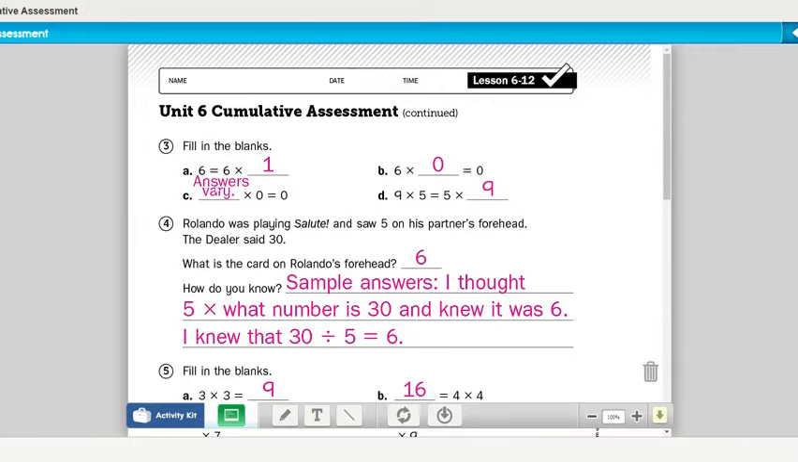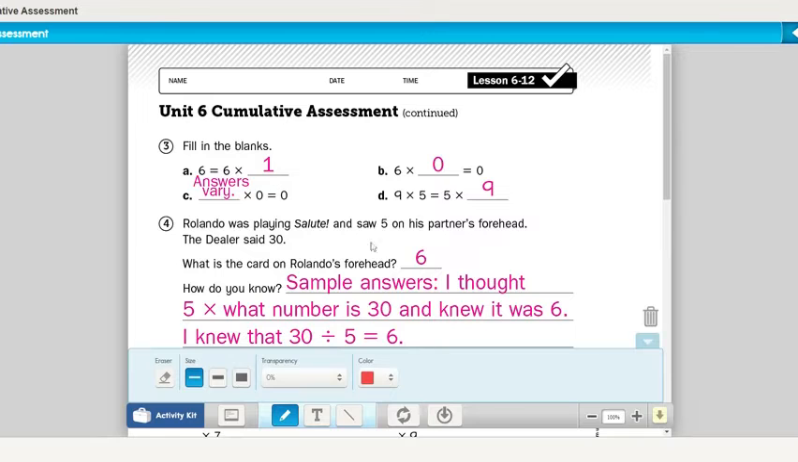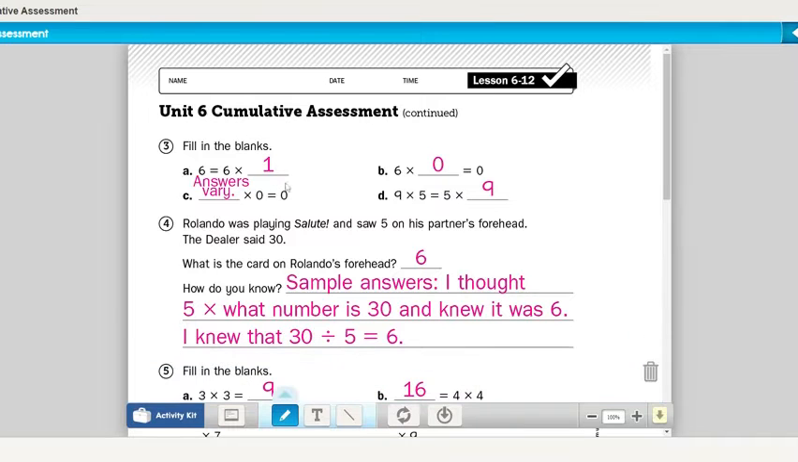Number 3, 6 equals, you should have a 1 here, a 0. You could put any number that you want into this particular problem and it would be correct because anything times 0 is 0. Remember, this side and this side need to be equal. So both sides would need to equal 45.